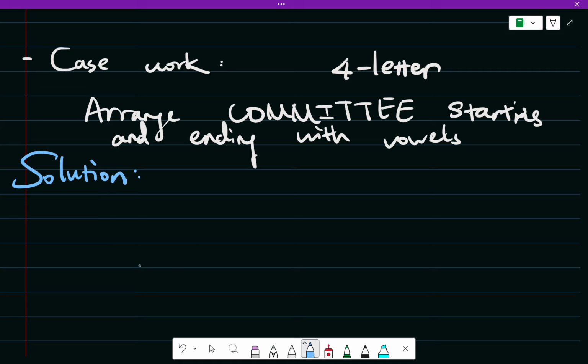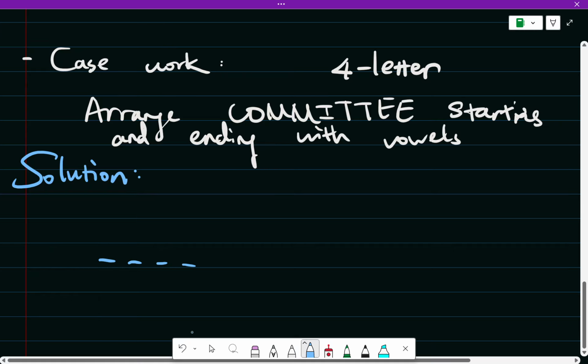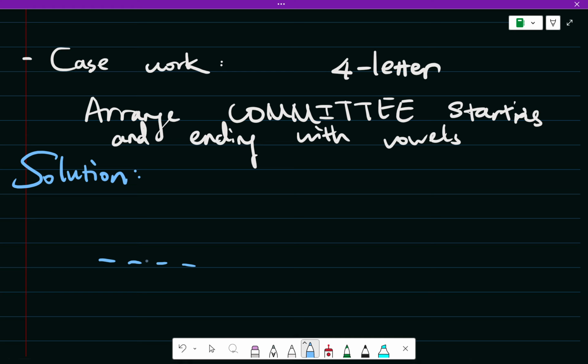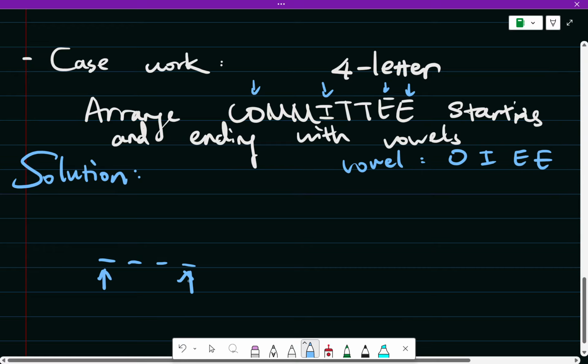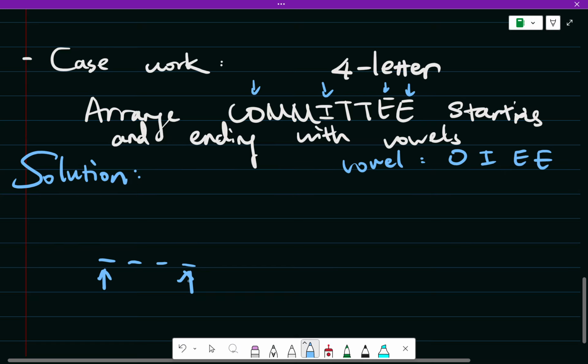Doing something similar to what we've been doing. So we have a 4-letter word, and if we look at this, we have O, I, and 2 E's as vowels. So we can put a little agenda here to help us visualize. So we have O, I, E. So we can definitely say that we need to put vowels on these 2 positions only. So on the first position, we can do either one of O, I, E, E.